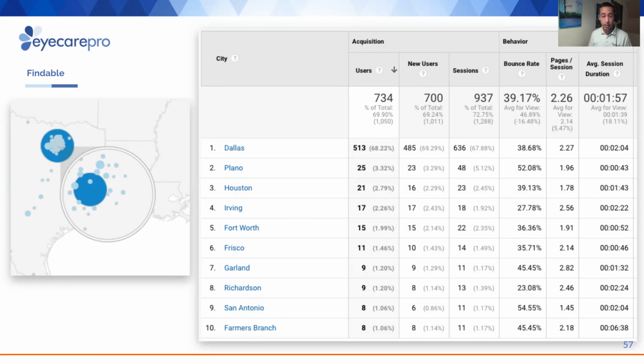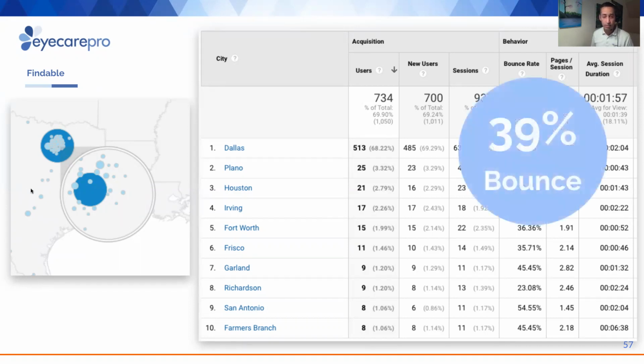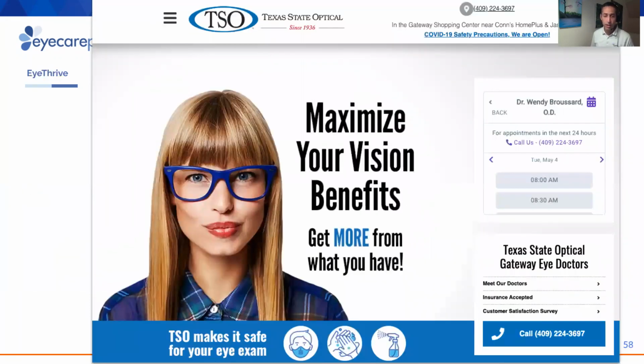Now, considering that 39% only looked at one page, the other 60% are staying for well over 3 minutes on the site. So Google sees those signals and is happy to keep sending them traffic from Dallas. Now, next up is TSO Gateway, Texas State Optical. Now, here's a group that's doing it right.